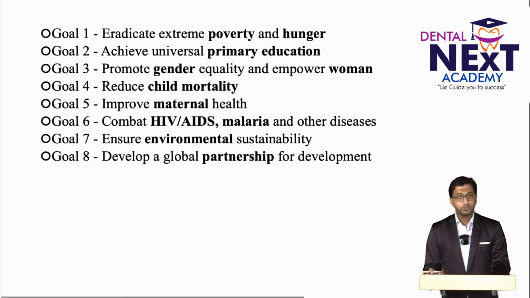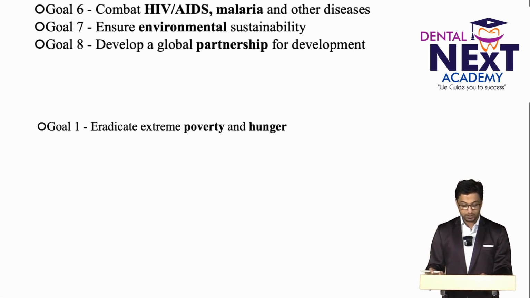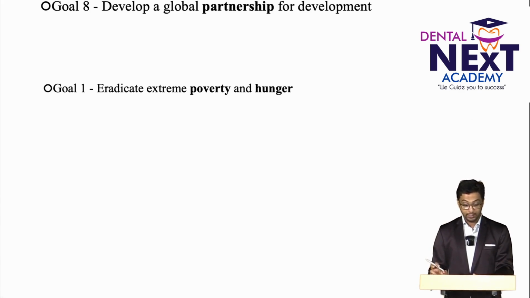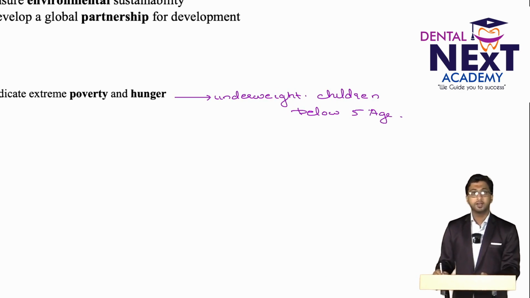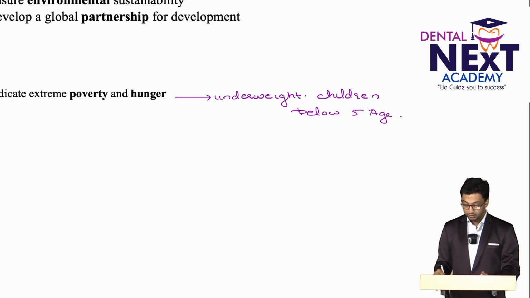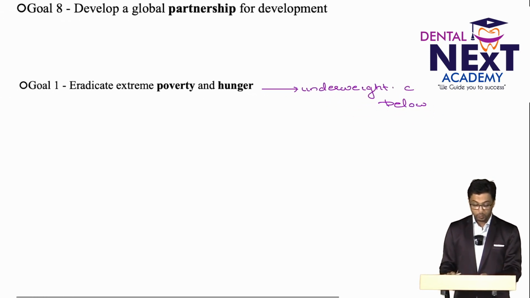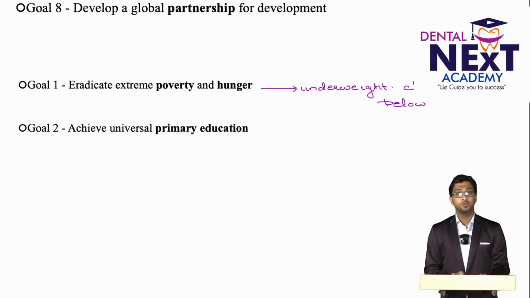Okay, so let us go into a little bit of depth of it. The first goal is eradicate extreme poverty and hunger. Once again, that was the first thing. And here, the underweight child below the age of 5. This is very important. They can ask you, a little tip: underweight child below age 5 was given into consideration. Below the age of 5. So that's one. Now goal 2 is achieve universal primary education.